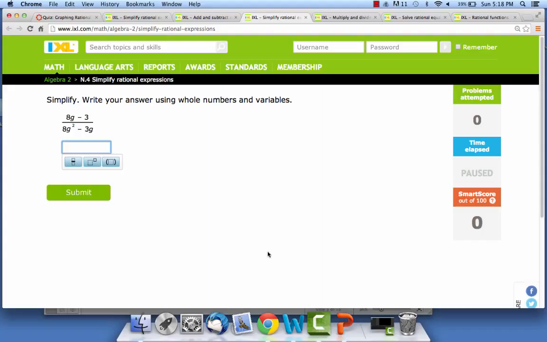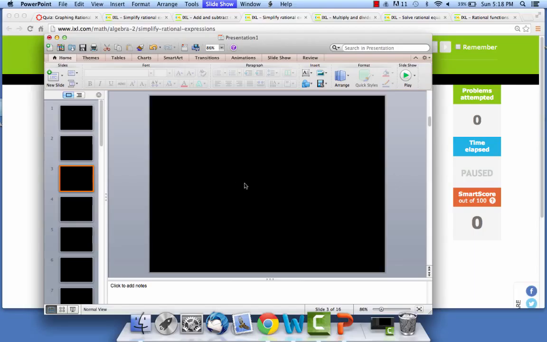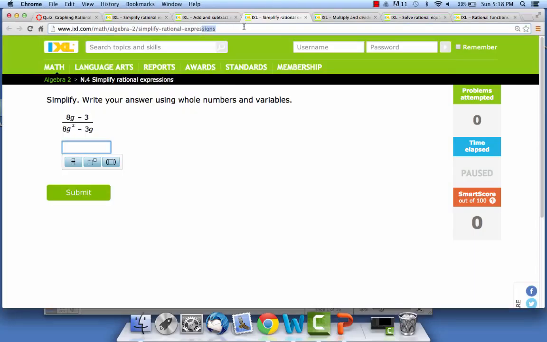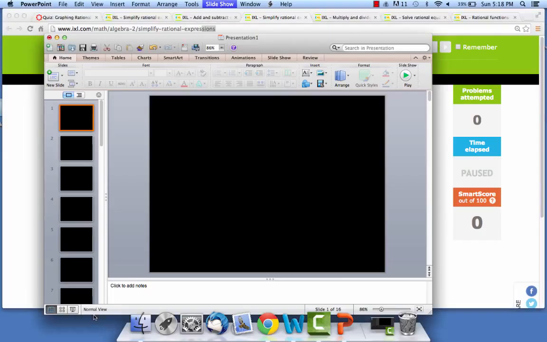Okay, now let's look at these. 8. I'm not going to do a bajillion that look like that, but we can do one more, I guess. Okay, so here's what we have. So the top cannot be factored, and on the bottom we've got an extra g in both places.